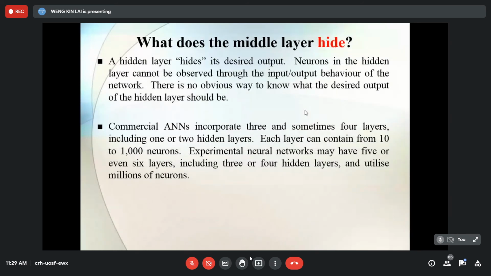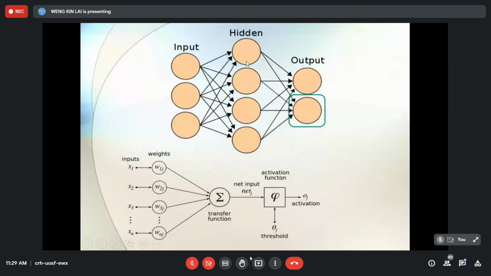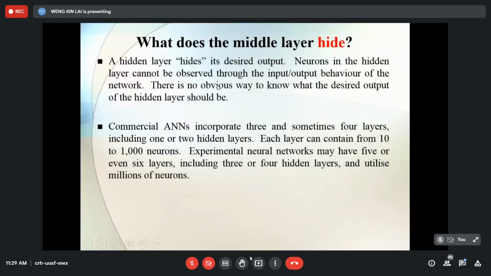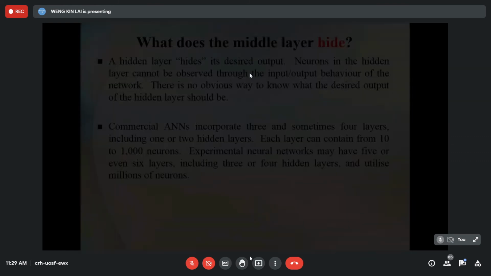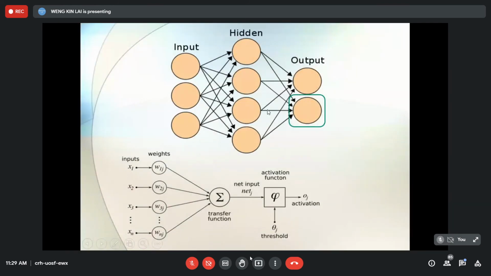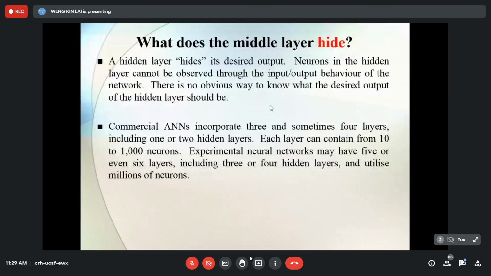Now, as I said before, we have another name for this middle layer: a hidden layer. Why do you use such a term? Why do you call it hidden layer? What does the middle layer hide? The hidden layer, or middle layer, hides its desired output. You can easily calculate the actual output for the neuron, but what is the desired output? It's hidden. You do not know what the desired output is at the hidden layer.